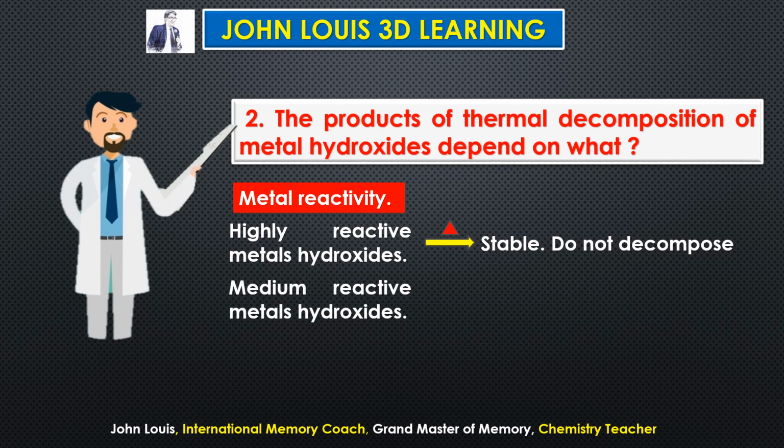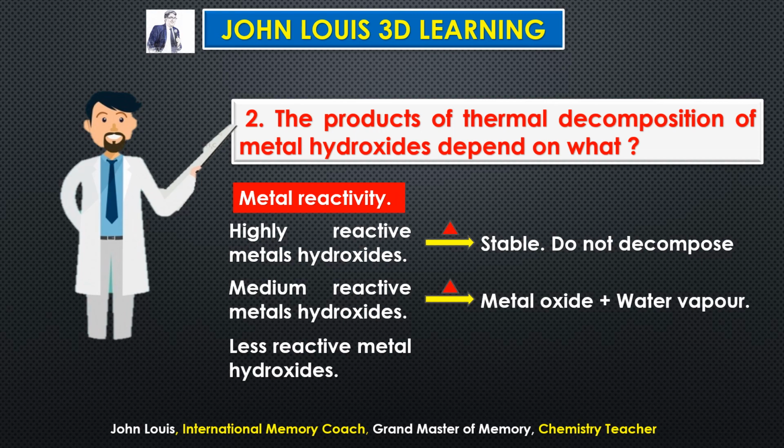Then medium reactive metals, what are they? From calcium to copper. Those decompose into metal oxide plus water vapor. Then the low reactivity metals, what are they? Mercury and silver. They decompose into metal plus oxygen plus water vapor. So we have seen all those equations already, so we need not redo them again.